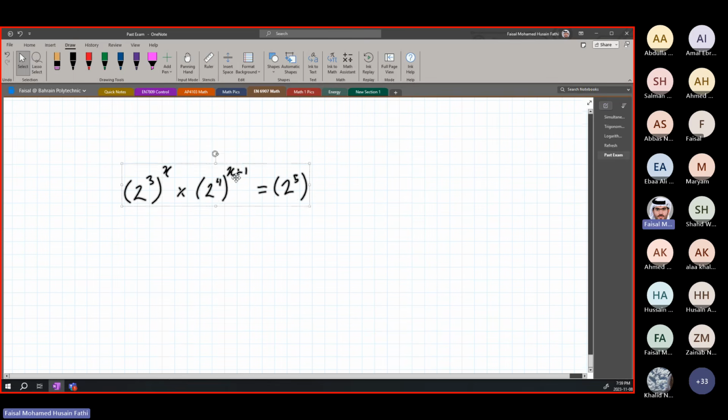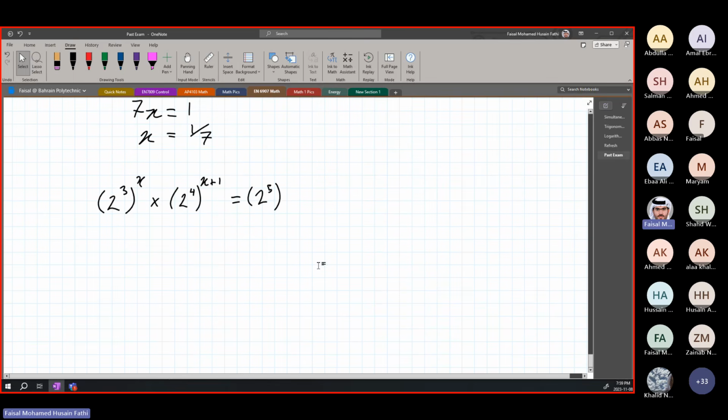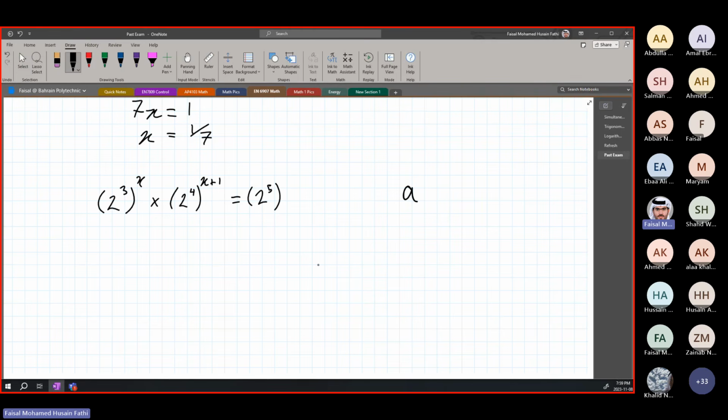Okay, up to this step I think everyone got it. So what do we do? The power rule for powers. If we have, for example, a to the power of 4 to the power of 5, one of the exponential rules for an indicial equation specifically, if you have a power of a power, this is going to be equal to a to the power of 4 times 5.